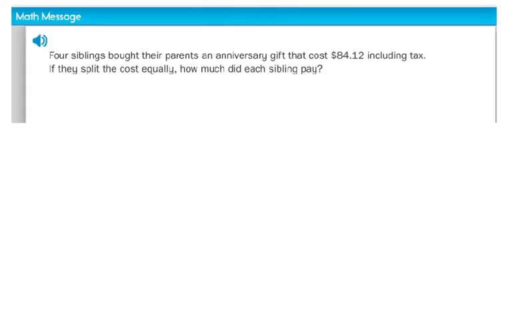So imagine that we have 4 siblings who bought their parents an anniversary gift. How sweet of those kiddos. That cost $84.12, including tax. If they split the cost equally, how much did each sibling pay? Siblings are brothers and sisters. Well, if I just estimate really quick, let's say it took $80 divided by 4 kids. They should each pay a little bit more than $20.